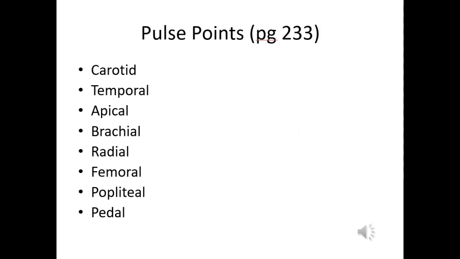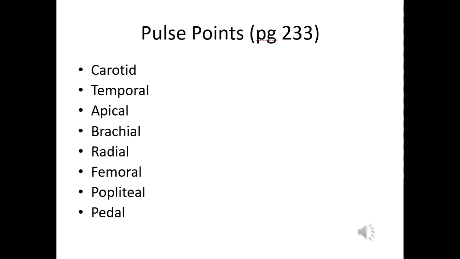Some of the different pulse points, which can be found on page 233, would include carotid, which is at your neck, temporal, which is across the forehead, apical is at the heart, and that is measured with a stethoscope. It's at the apex of the heart. Brachial is in the bend of the arm. You're often using brachial pulse when you're checking the blood pressure.